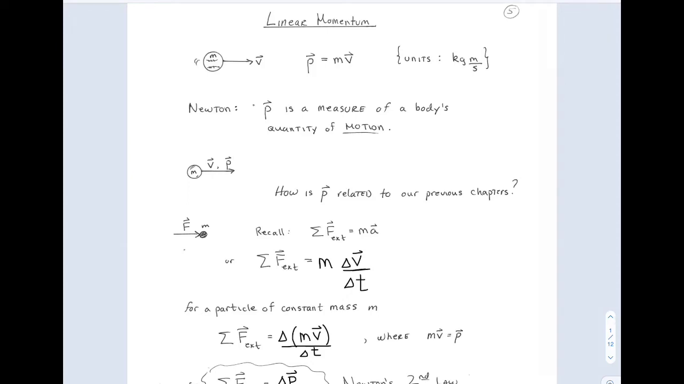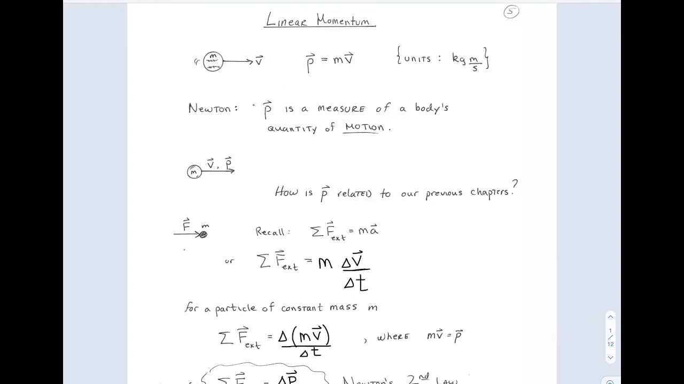So we went through the chapter on conservation of energy. And energy was an important concept because it was conserved. And if something is conserved, then it's a bookkeeping tool, meaning you know how much you have at the beginning, you know how much you have at the end, and you can account for that. So the concept of linear momentum is the same idea. We're going to see that under some circumstances, the quantity of linear momentum is conserved.